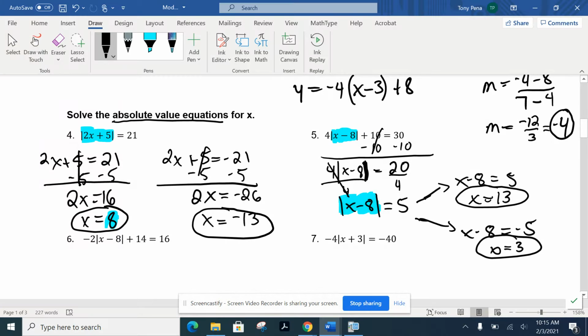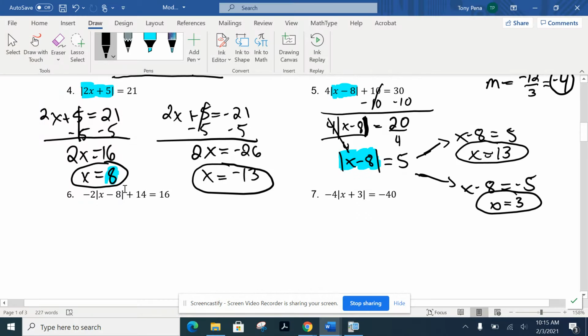All right, so those are our absolute value equations. Number 6, go through that one. Same process. We want to subtract this 14.